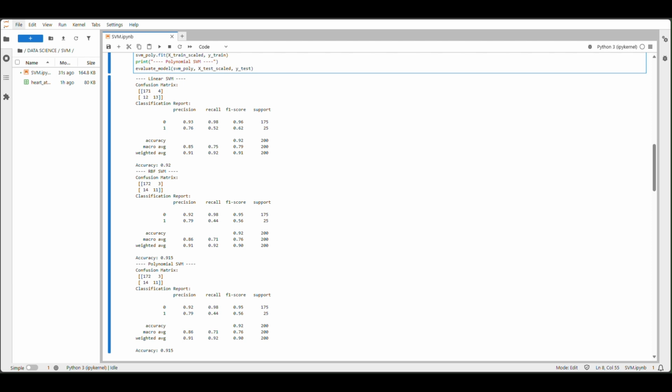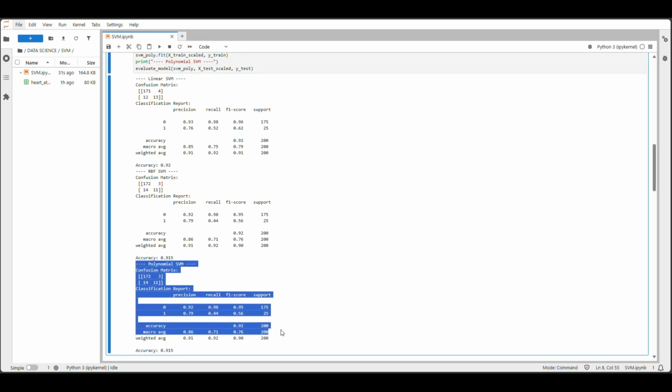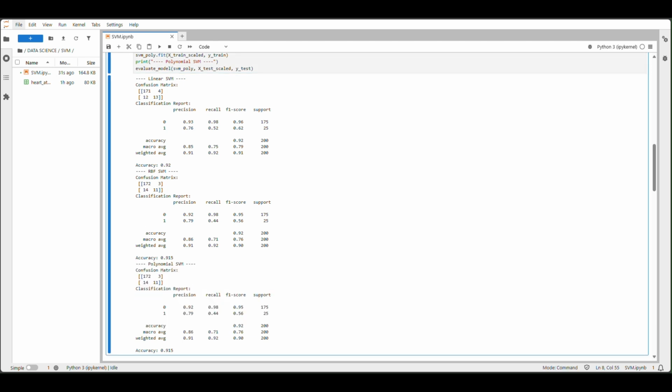And lastly, polynomial SVM. Surprisingly, the polynomial kernel gave exactly the same results as the RBF kernel in this test. Again, precision is 0.79 for high risk and recall is 0.44, with overall accuracy of 91.5%.